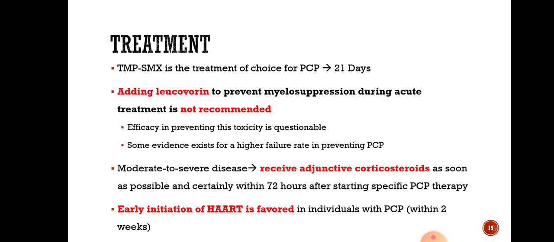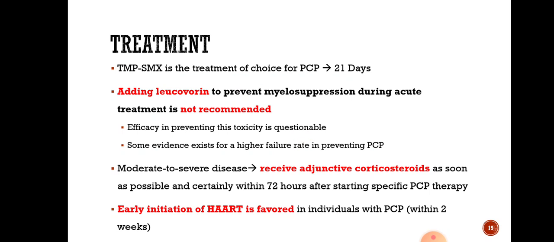So this is the reason I have mentioned before that the patient has to be stratified into mild, moderate and severe, and only patients with moderate to severe disease should receive the adjunctive corticosteroids. There is no value in adding leucovorin, because there is some evidence showing a higher failure rate in preventing PCP, and its efficacy in preventing this toxicity is questionable.